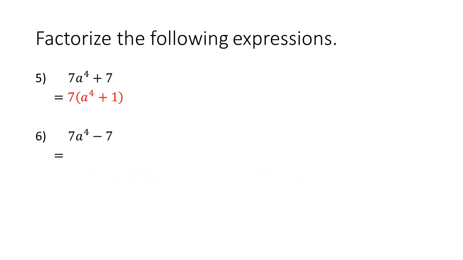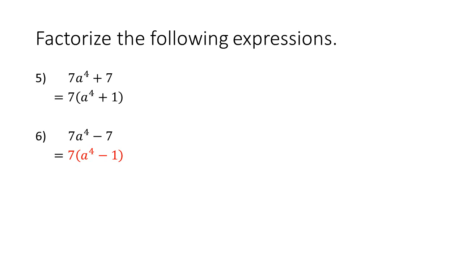Then we look at question 5. Take out 7 again. It becomes 7 times a to the power of 4 plus 1. Let me ask you the same question. Have you finished? This time the answer is yes, since we don't have any identity to factorize this expression. But for question 6, the situation is not the same.